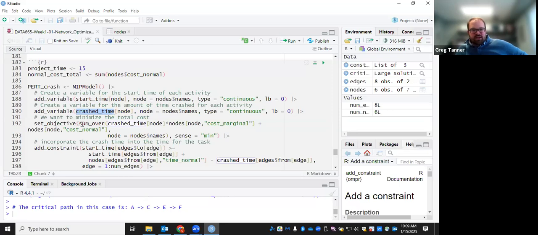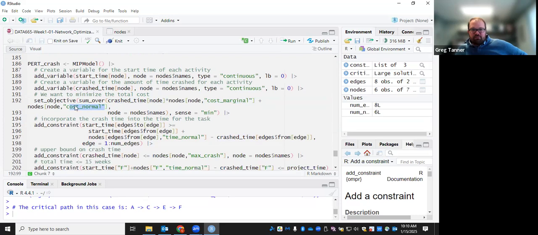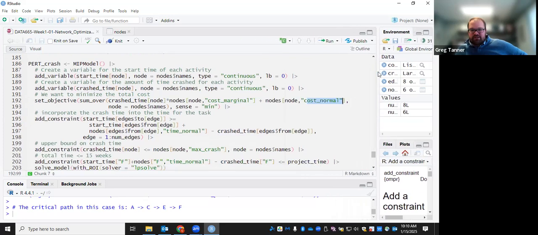Our objective, we're going to sum over the crash times the marginal cost for that node plus the normal cost for that node. Okay, notice the normal cost for the node doesn't get multiplied by any decision variables, and so it's essentially constant no matter what's going on in our problem. No matter how much we choose to crash, and so we could move that outside of the problem and just try to minimize the cost of crashing, and we'd get an equivalent solution just with having subtracted off the total normal cost.